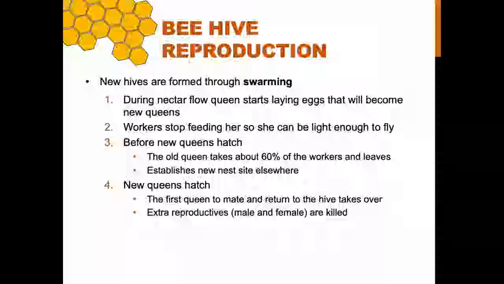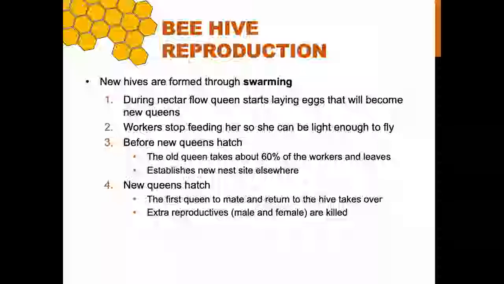During this period, the workers will lay a bunch of eggs, and the queen will lay a bunch of eggs that are going to become new queens. While they are developing, the workers will stop feeding the queen. By not feeding her, she's going to lighten up and be capable of flight again, and can leave the hive. Just before the new queens hatch, the old queen is going to fly out of the hive, and she's going to take a little over half of the workers with her, about 60% of them. They're going to go establish a new nest somewhere else. This is the swarm that you see.